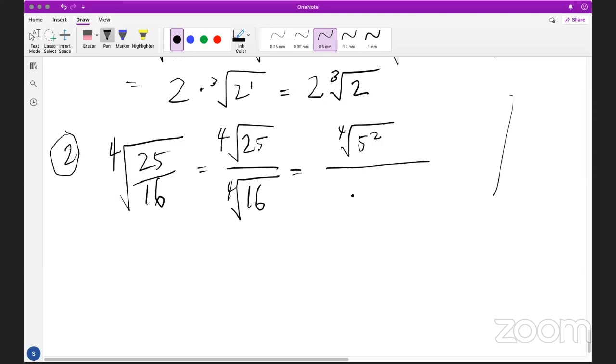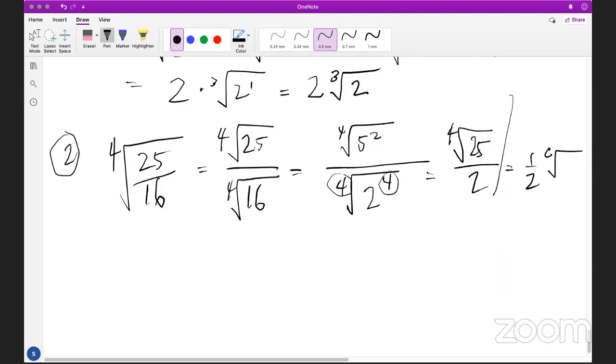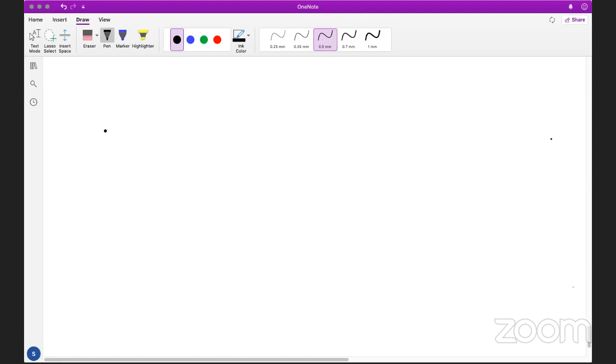We know that the prime factorization of 16 would be 2 raised to 4. Now, these two are equal. So, we can simplify this to 4th root of 25 over 2, or 1 half 4th root of 25. Okay. Now, let's deal with examples that have variables.